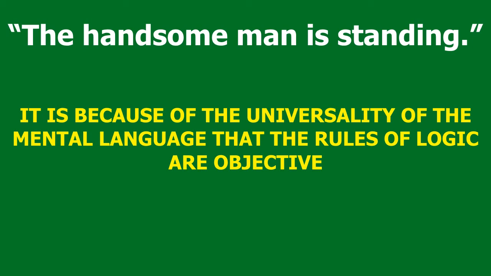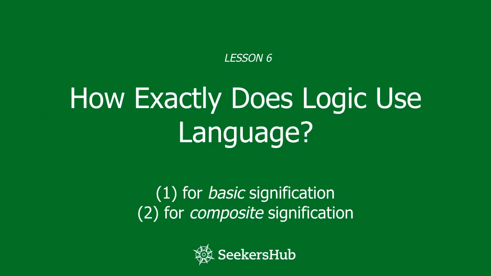With that introduction, let's return to the question that guides this lesson. How exactly does logic use language? We now understand what it means for logicians to use language in order to signify things in a basic way, signify mental concepts in a basic way, and what it means for them to signify mental concepts in a composite way. Let's begin with the basic signification of expressions and see what Abhari has to tell us about this.